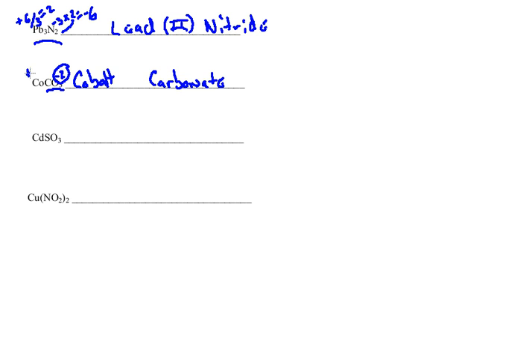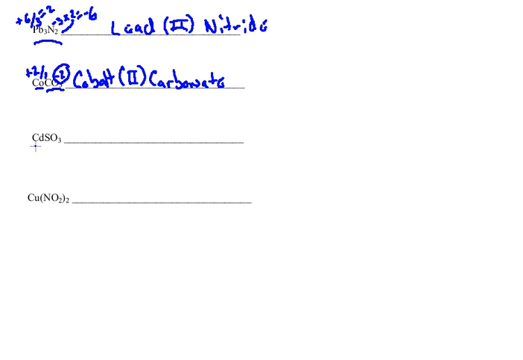To balance that out, we have to have a charge of +2. So -2 + 2 will get me to 0. I only have 1 cobalt, so that total positive charge is going to be divided by 1 because there's only 1 cobalt. This is going to give us a charge of 2. So this would be cobalt(II) carbonate.